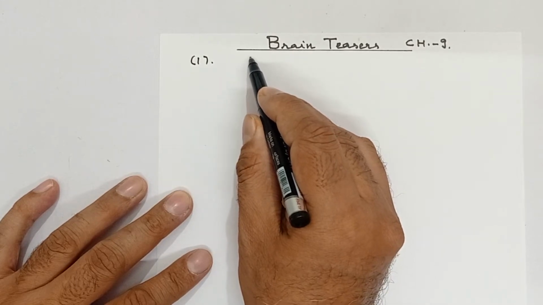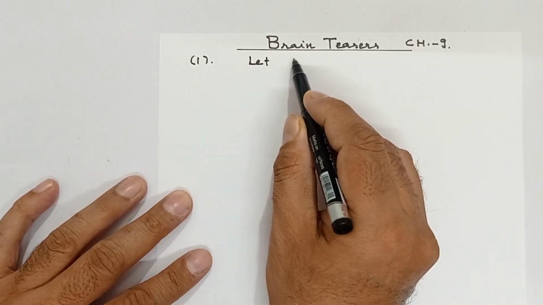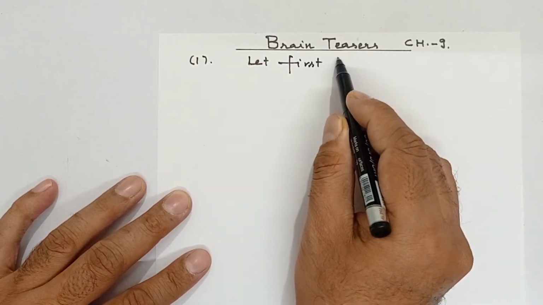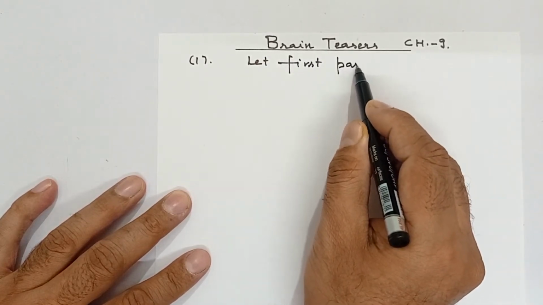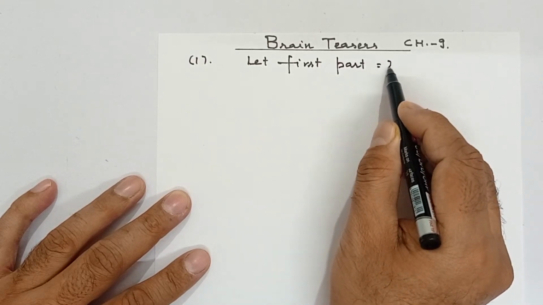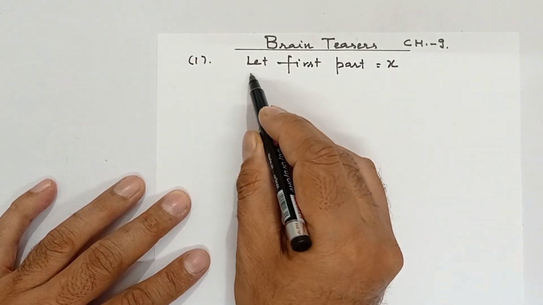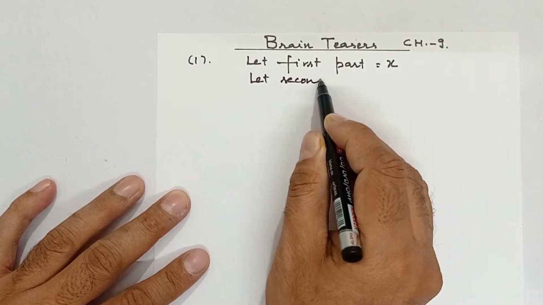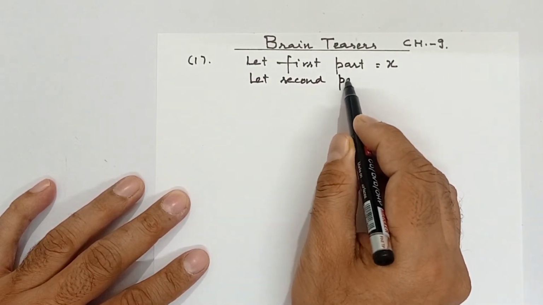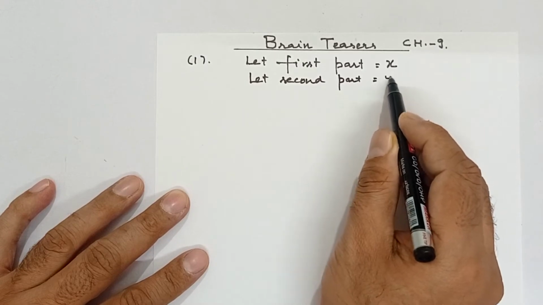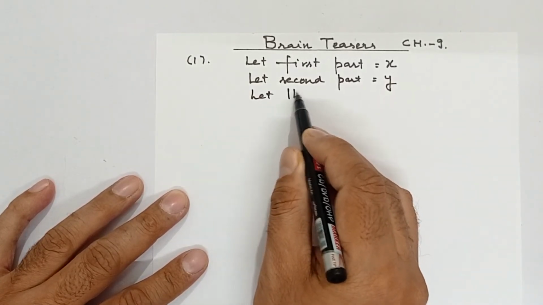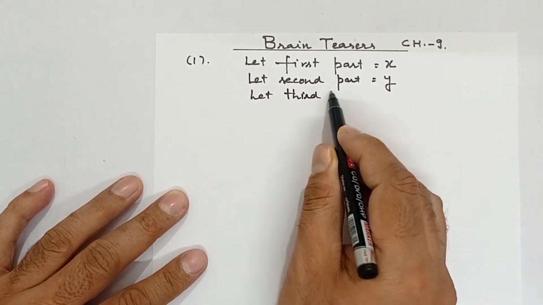So here I am writing, let the first part be equal to x. Let the second part be equal to y, and let the third part be equal to z.